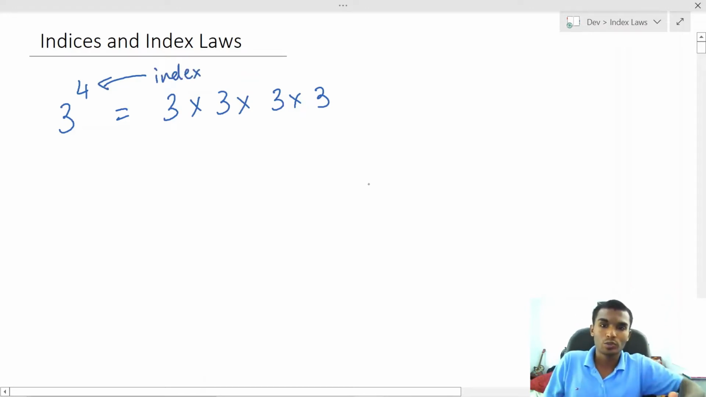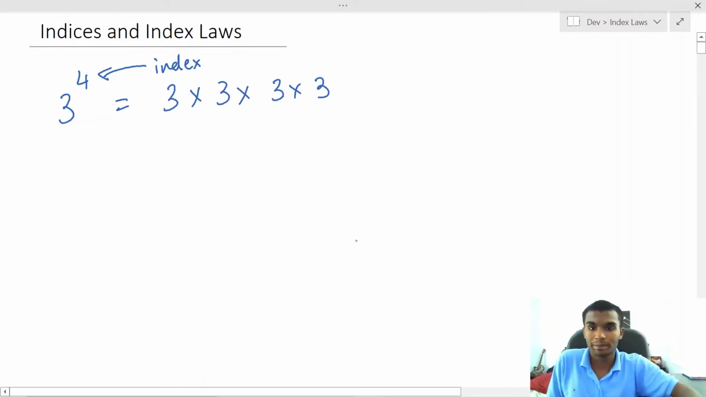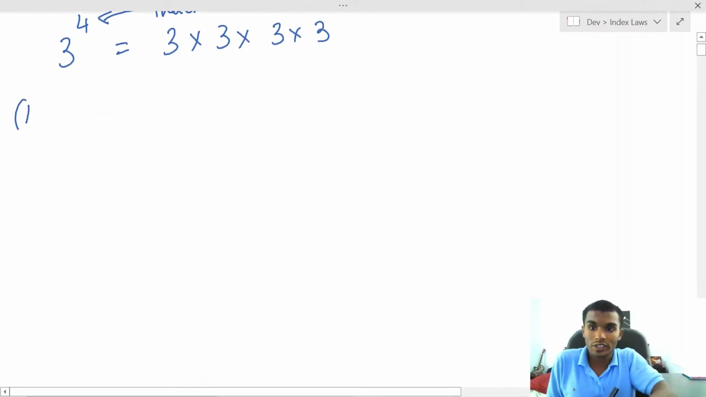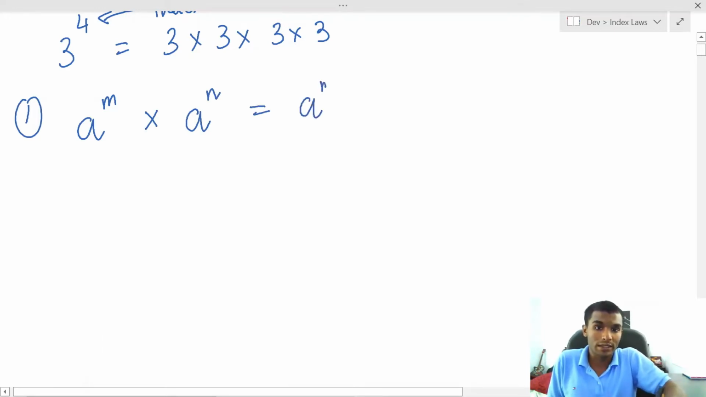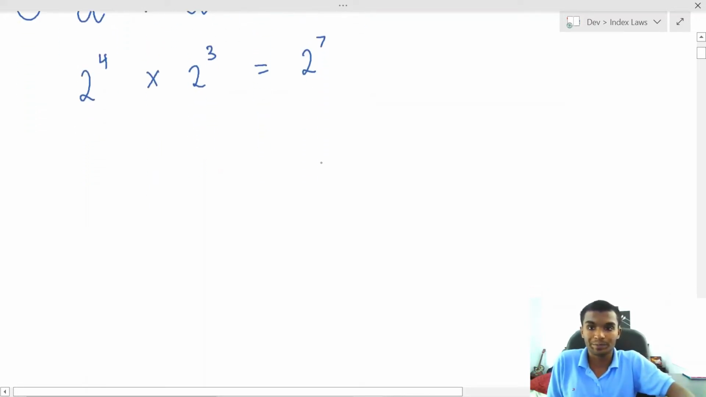Now, indexes are relatively easy, but there are just a few rules that we need to know when dealing with them. So the first rule is, let's put a for any number. If you have that to some power, and you're multiplying it by the same number to a different power, what we have to do is add them. So it'll be a to the power of m plus n. For example, let's say we have 2 to the power of 4 multiplied by 2 to the power of 3. It makes 2 to the power of 7, because 4 plus 3 is 7.